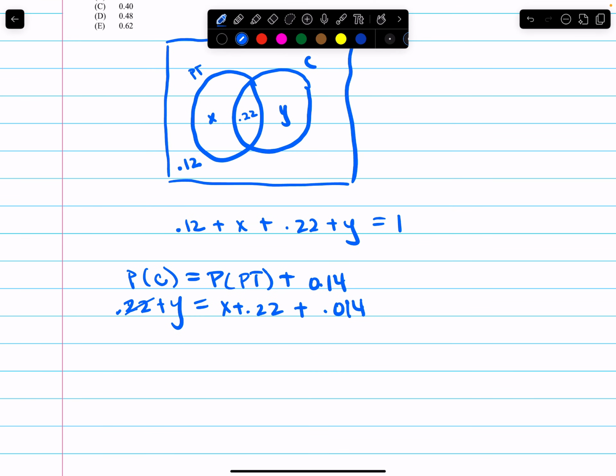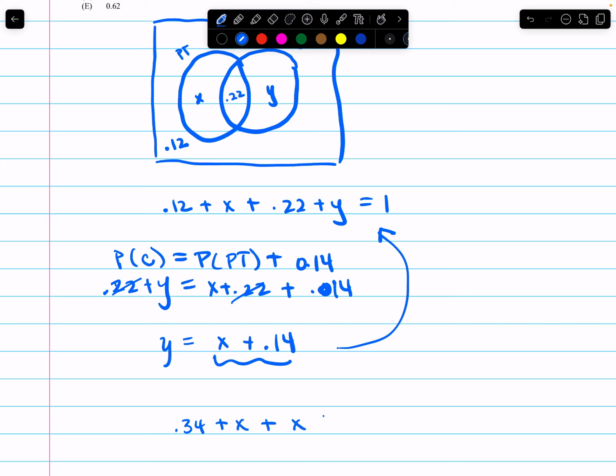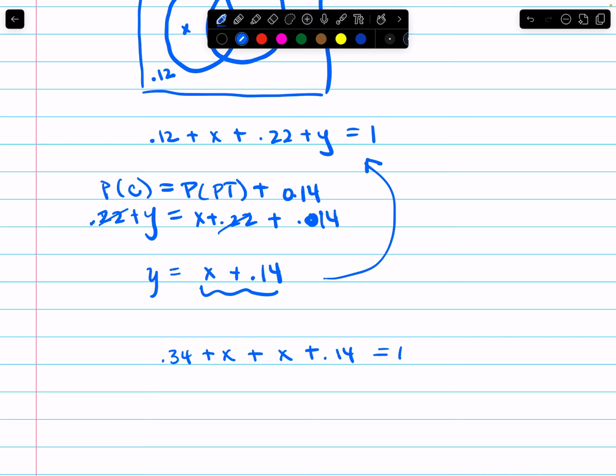So we can easily see how these simplify. We get Y is equal to X plus 0.14. Now we're going to take this and plug it into that equation to eliminate our variable. So now we have 0.12 and 0.22 gives us 0.34 plus X plus 0.14 equals 1. Now we have enough information to solve for X.